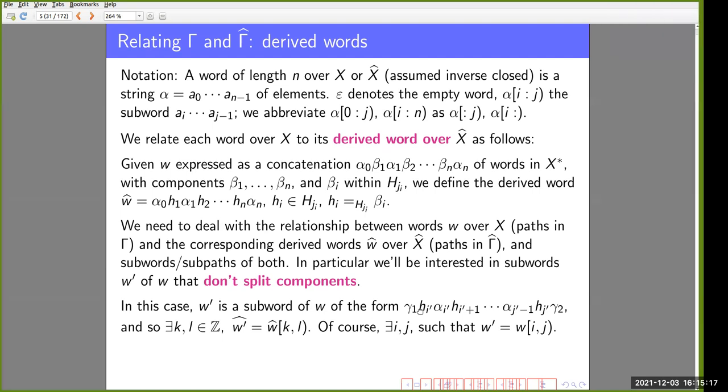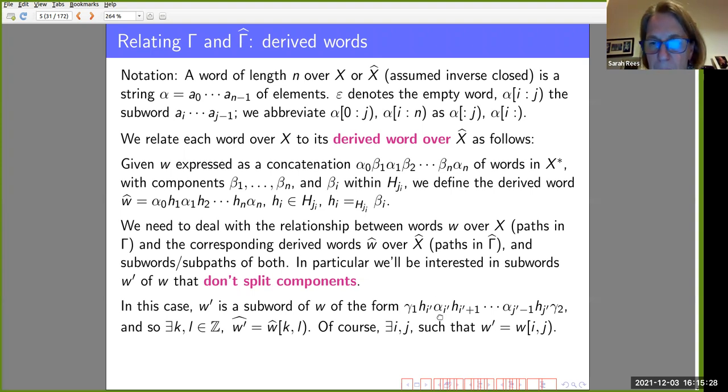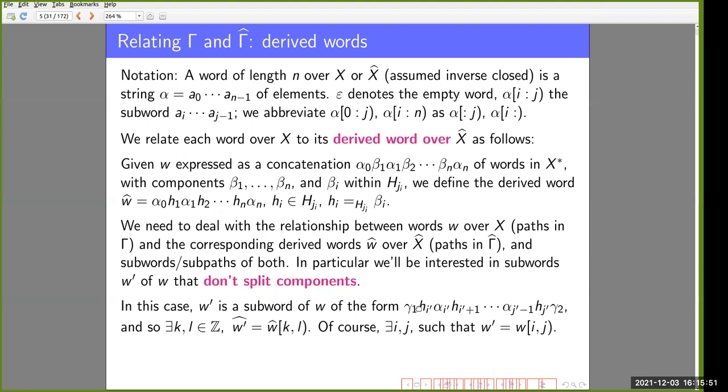So basically, this word at the bottom of the page, if I'd seen this slide when I was looking at it, I wouldn't have called it H prime, I'd have called it beta. So W prime is supposed to be a subword of W where the strings that were over subgroups have not been broken into pieces. It hasn't split any of them. Instead of the string, you have one letter. So beta was a word and H is a letter, right? Yeah, I think that's a typo.